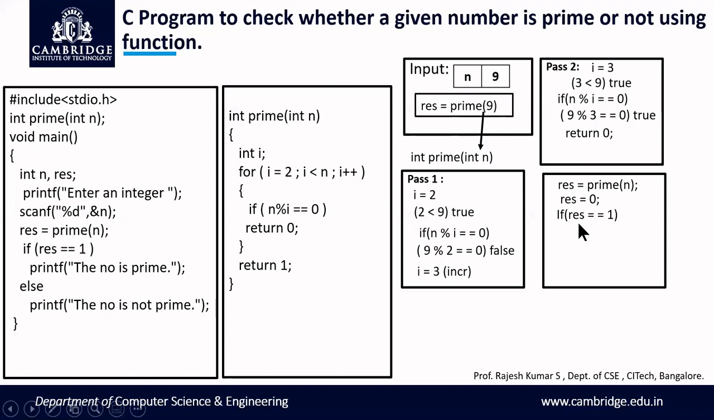No. What is the RES value? 0. 0 double equals to 1, false. Then I'll print the given number is not a prime number. This is about a prime number program. We are not traversing the entire pass, because as soon as the entered number is divisible by any one of the numbers 2, 3, 4, we tell it is not a prime number, without further checking with the entire list of numbers. Thank you.